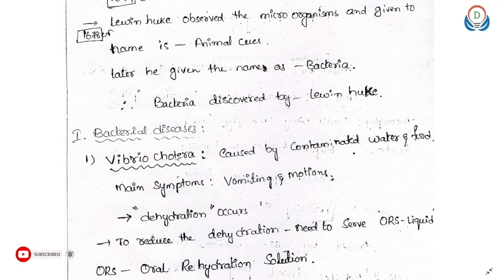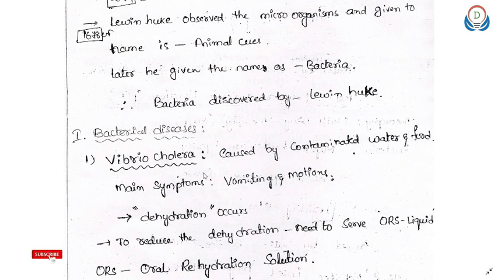Now we are going to discuss a bit about bacterial diseases, right? First one is Vibrio cholera. It is caused by contaminated water and food. Main symptoms are vomiting and motions.